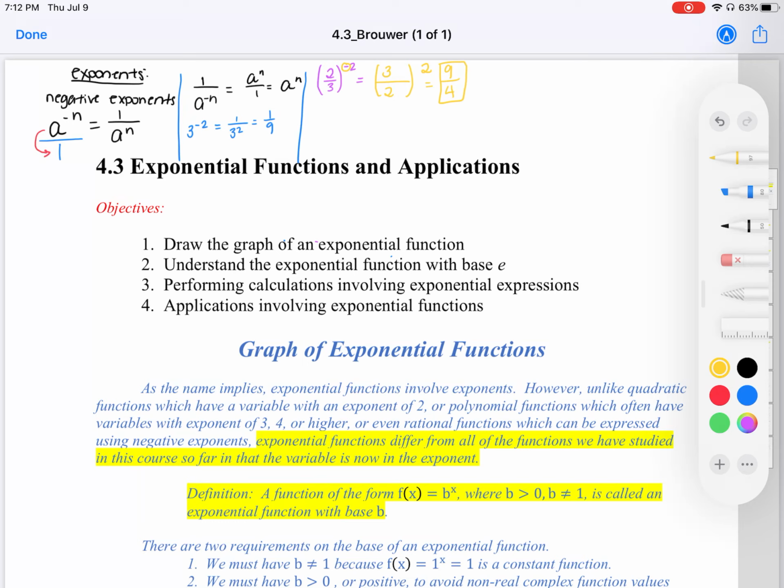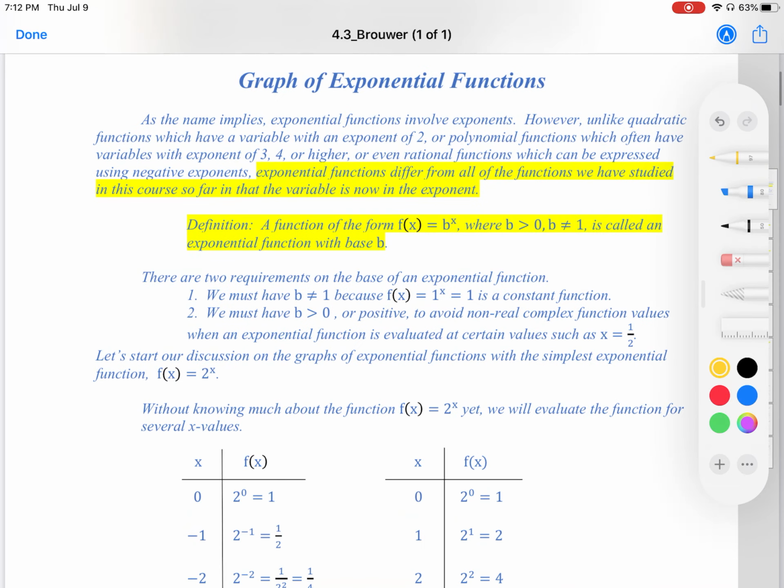In this section, we're going to work with objective 1, draw the graph of an exponential function; 2, understand the exponential function with the base e; 3, perform calculations involving exponential expressions; and 4, applications involving exponential functions.